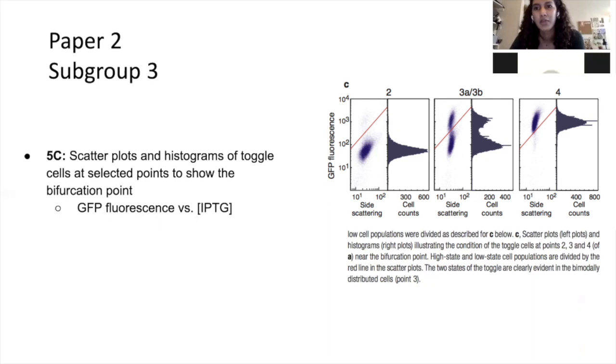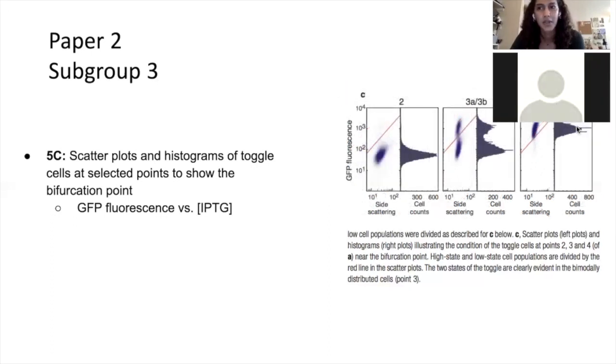At the bifurcation point, which is points 3A and 3B, we're seeing a bimodal distribution, which is kind of like the fusion of two binomial distributions. And that allows us to see that there is a toggle switch mechanism happening at this point. This is also compared to point 4, which is in the high expression state after the toggle switch mechanism, and then we see it return to a normal binomial distribution.